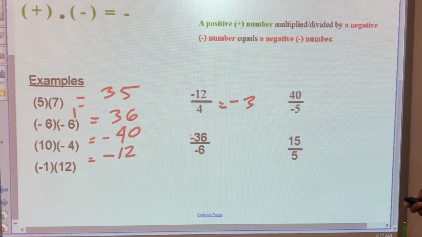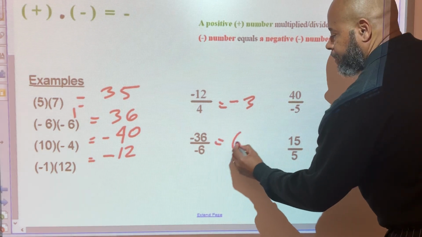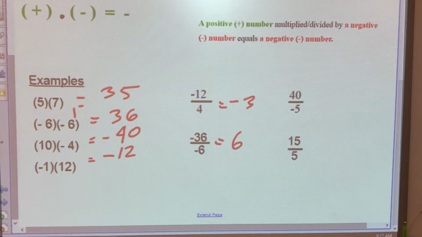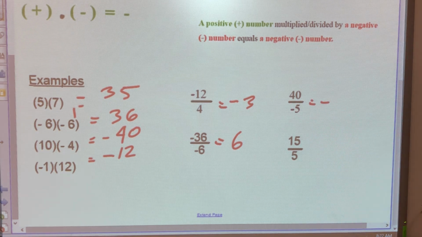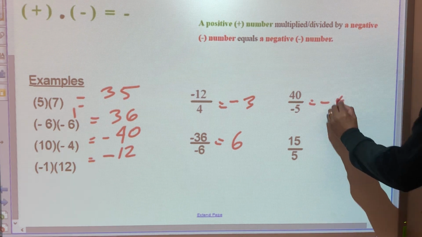Here you have negative 36 divided by 6. Both signs are negative, so the answer is going to be positive. 36 divided by 6 is going to be positive 6. 40 divided by a negative 5. Signs are different. You're going to get a negative answer, so just divide 5 into 40, which is 8, or a negative 8 is the answer.